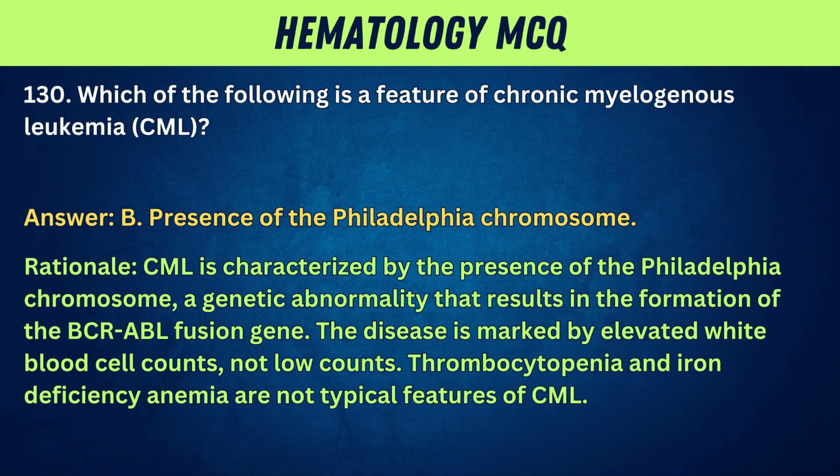The disease is marked by elevated white blood cell counts, not low counts. Thrombocytopenia and iron deficiency anemia are not typical features of CML.